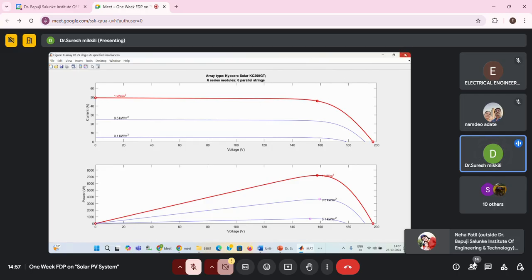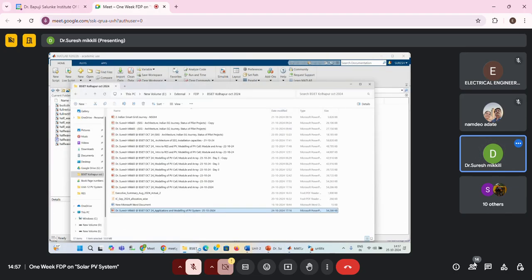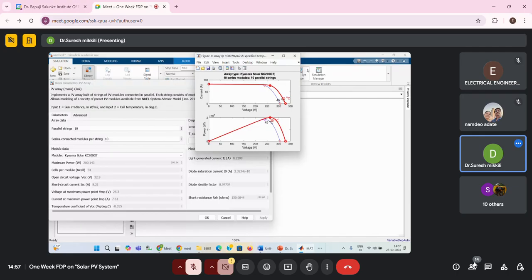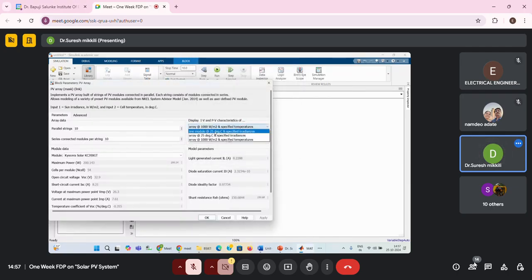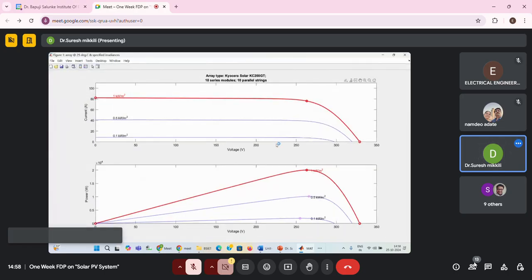Now, anyway, I will take one model and show you. With 6 series and 6 parallel, what will happen? The voltage will be multiplied 6 times and the current will be multiplied 6 times. Or I will take 10, it will be easy for calculation. Now, 10 series connected panels I have taken, and 10 parallel connected. That is string integrated. In one string, 10 series are there, and 10 parallel are there.